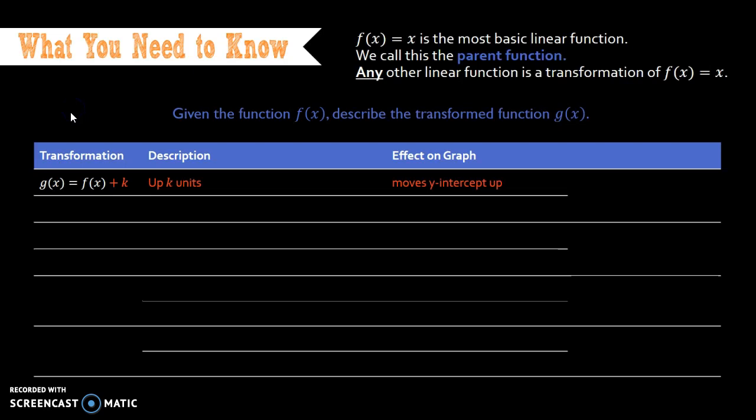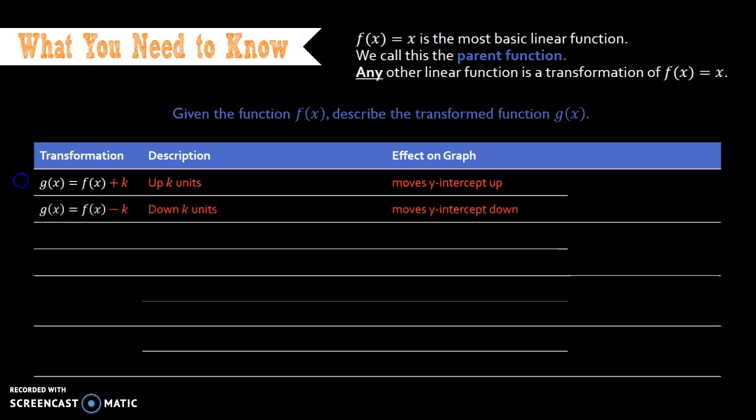Right here, if I add something at the end of my equation or the end of my function, that's going to move my graph up that number of units. It also moves your y-intercept up k number of units. And we're going to look at specific examples of all of these in just a second. So if you're not quite with it yet, it's okay. But I encourage you to come back at the end and take another look at this chart just to make sure it's all clicking.